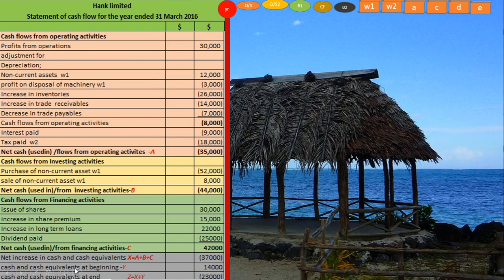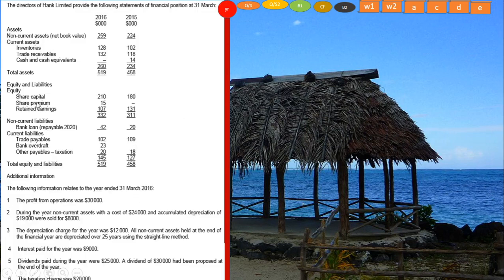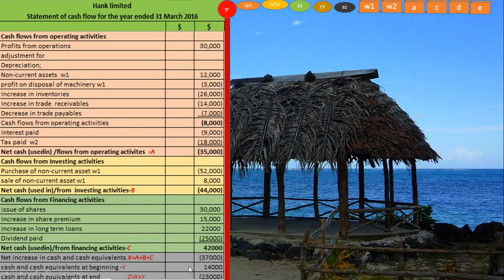Then you add opening cash and cash equivalent, 14,000, that's given in your question. 14,000 is here. Opening cash and cash equivalent, opening balance 14,000. So you add that up. When you add that up, you get 37,000 minus plus 14,000. If you add it up, you get 23,000 negative. That's your cash and cash equivalent at end.